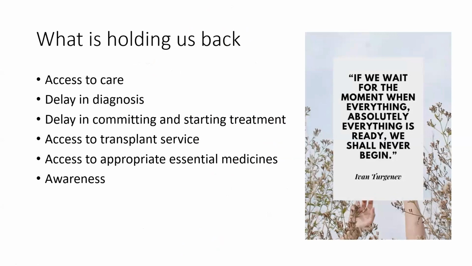So some of the points that we've looked at within our own unit on how we can improve the service is looking at access to care. So in other words, streamline the pathways of referral, reducing the delay in diagnosis, and then delaying the commitment to starting treatment. And I often refer to us as procrastinating on these patients, because we kind of get to a point and we get stuck, and we just don't seem to push forward. Access to transplant service, access to appropriate and essential medicines, and then finally pushing forward to awareness.